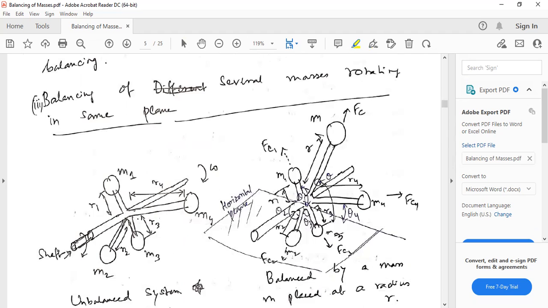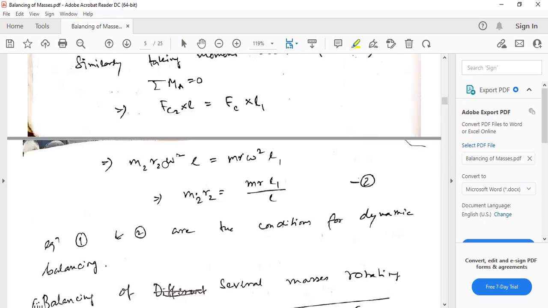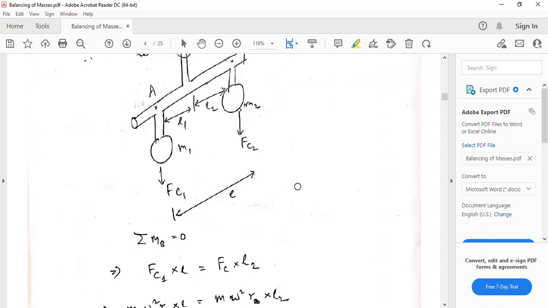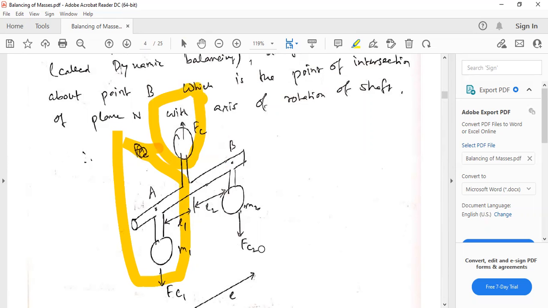Now let's understand one more thing, which I have already explained. If several masses, more than one mass, are in the same plane, how to balance? If they're in the same plane, the dynamic balancing question will not come, because they are in the same plane and this length L1, L, everything will be 0. So there is no question of dynamic balancing when they are at the same plane. But when they are in different planes, this one has one plane, this one has another plane, and this one has a different plane. All these are at different planes.